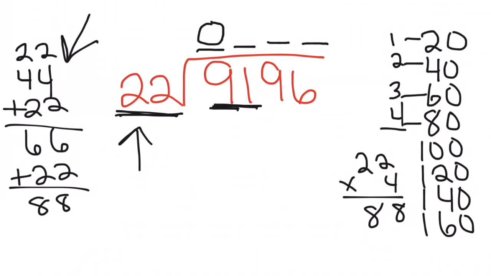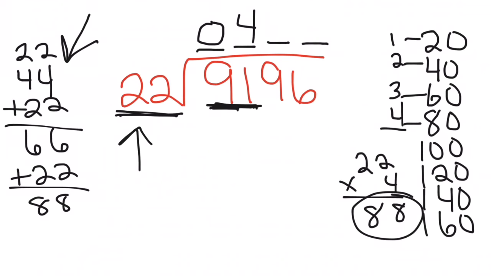88 is the closest that I can get to 91 hundreds. So I'm going to write 1, 2, 3, 4 multiples of 22, which would mean that I can fit 4 hundreds into each of those groups, because remember I had 91 hundreds total. Now, after we've split up 88 of those hundreds, we have to see how many we would have left.